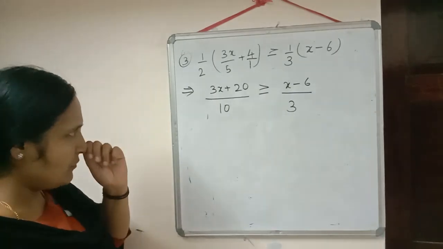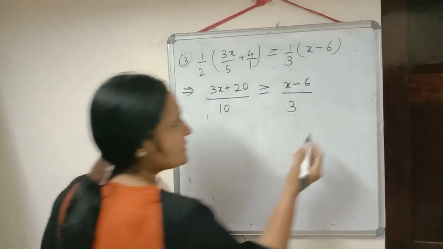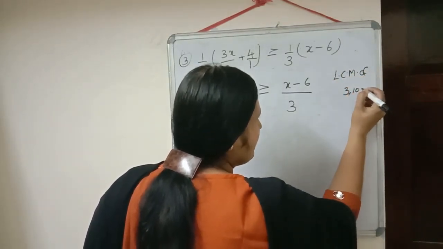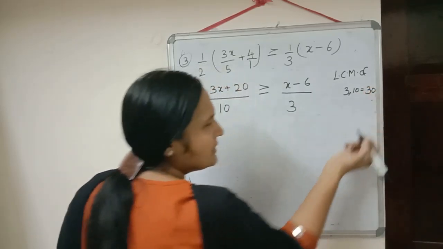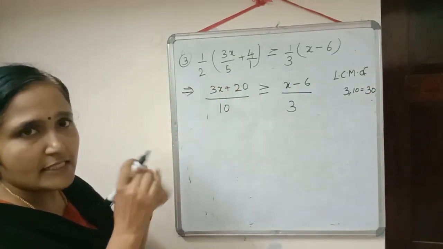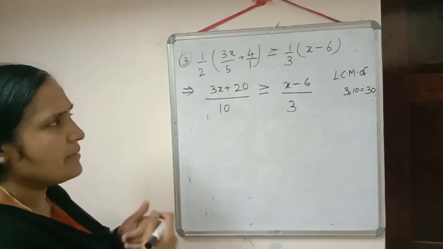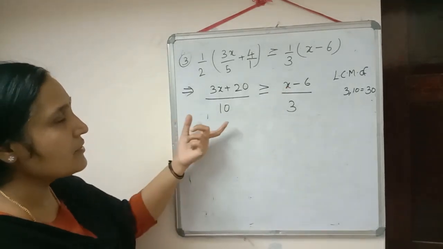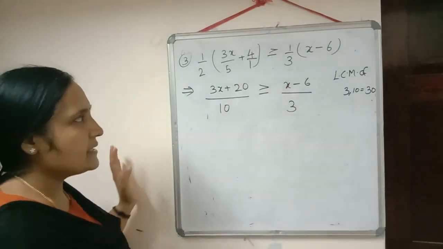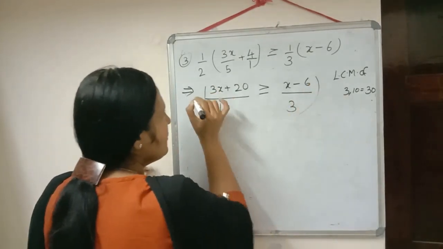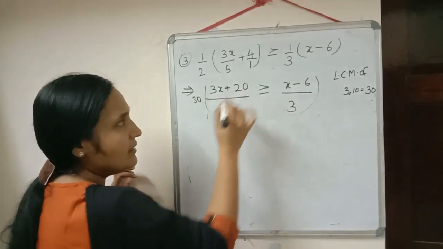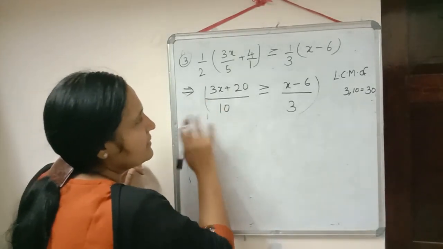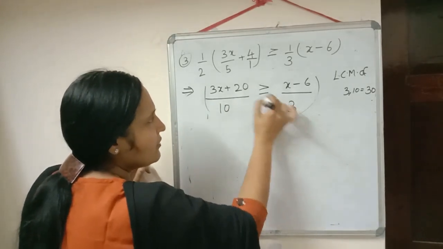Or if you don't want to do the cross multiplication, you just find out the LCM of 3 and 10. What will be the LCM of 3 and 10? 30. The first number which comes in the multiplication tables of 3 and 10 is called the LCM. Either you can multiply the whole equation by 30 or you can do the cross multiplication. This method also you can use. So I am doing the cross multiplication here.